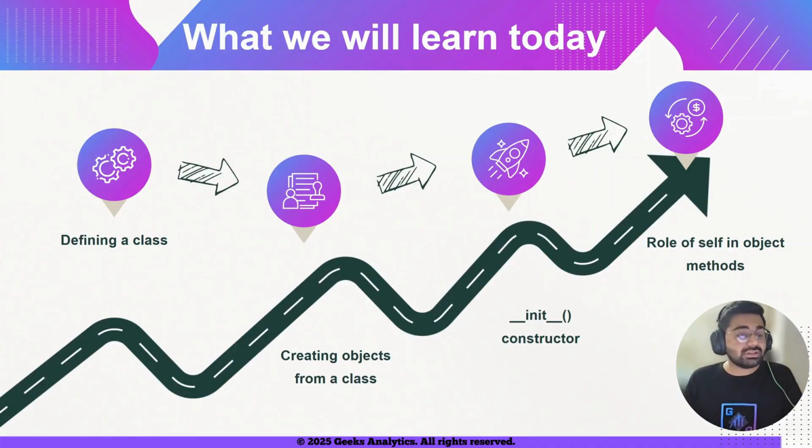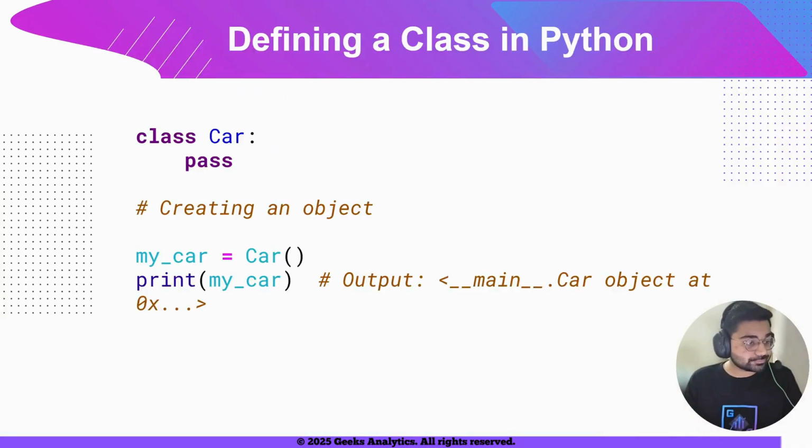In this session, we will build upon our understanding and write our first real class in Python. We will define what a class looks like, create objects using the class, and then explore the constructor method and instance variables that are unique to each object. We'll also understand the importance of the self parameter in every object method.